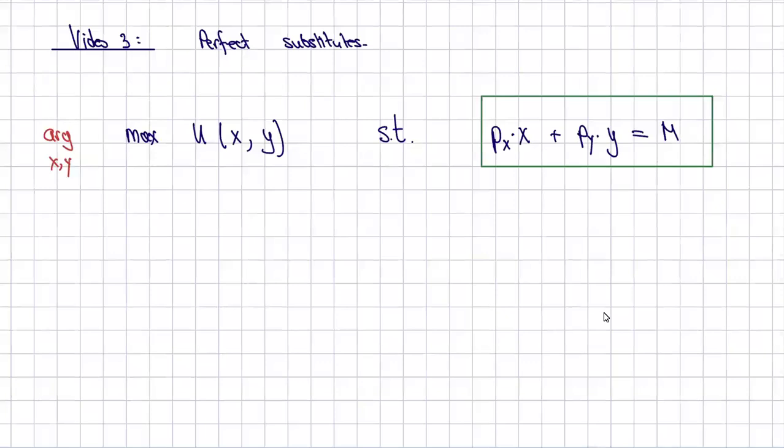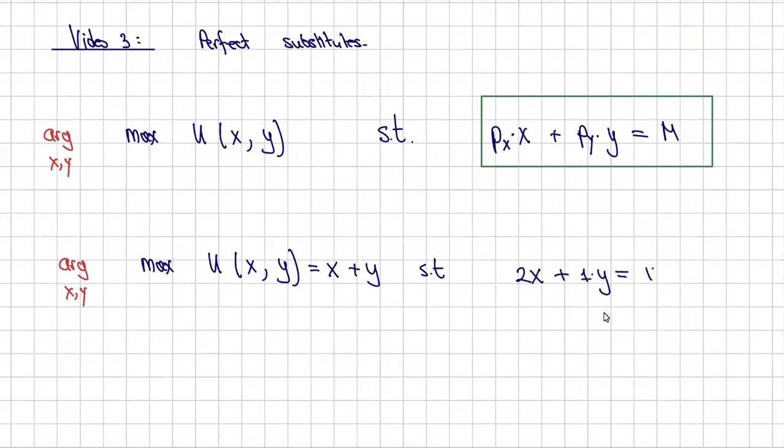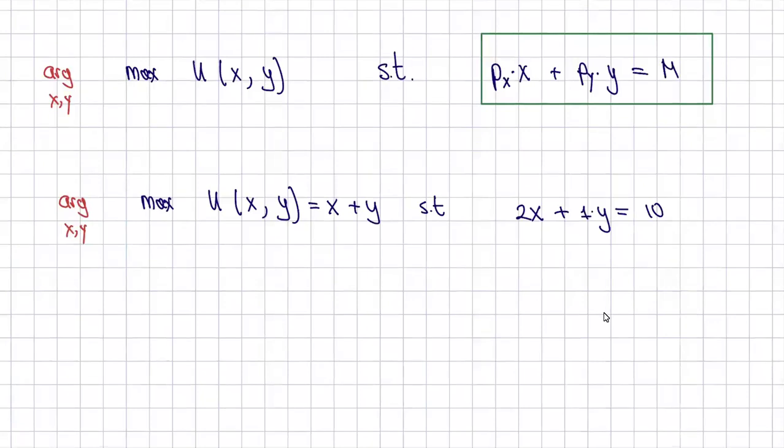Now we're going to take the simplest possible form, so we're going to replace the utility function with x plus y. And we're going to make our life very easy. Let's say the price of x is 2, the price of y is 1, and my income is 10. So I'd like to solve this particular problem.